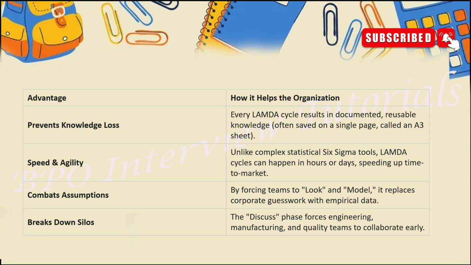Prevent the knowledge loss. Definitely, if we are doing this particular analysis, it will prevent the knowledge loss. Speed and agility will get increased, compact assumption, and break down the silos. Okay, so all these are the advantages you can see, and we can understand this particular process easily.